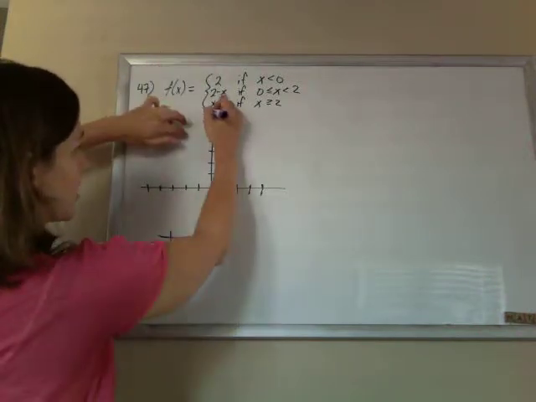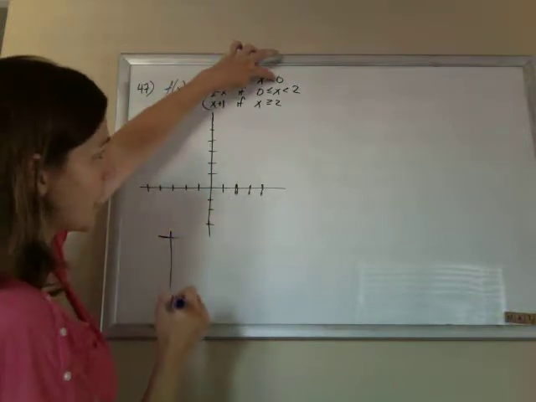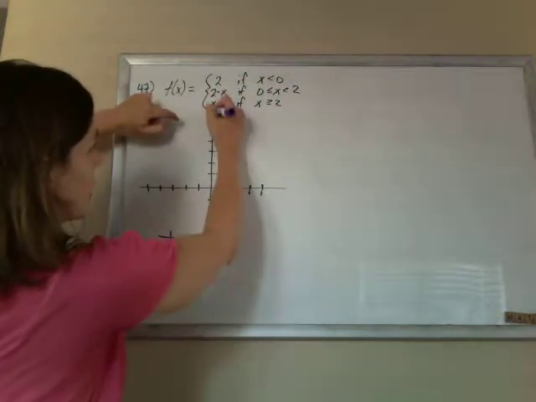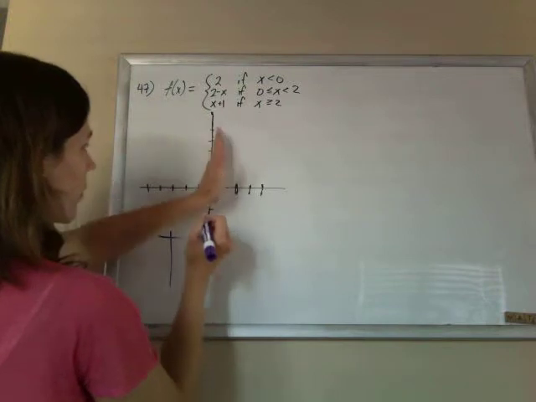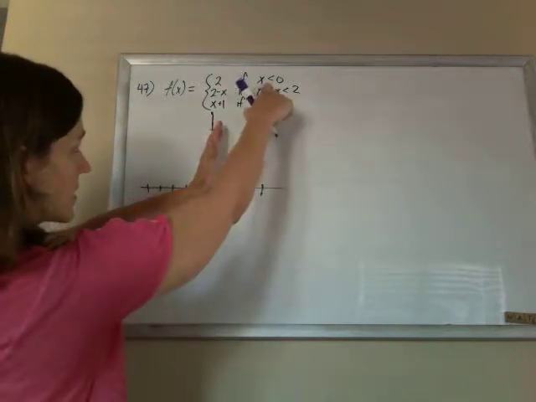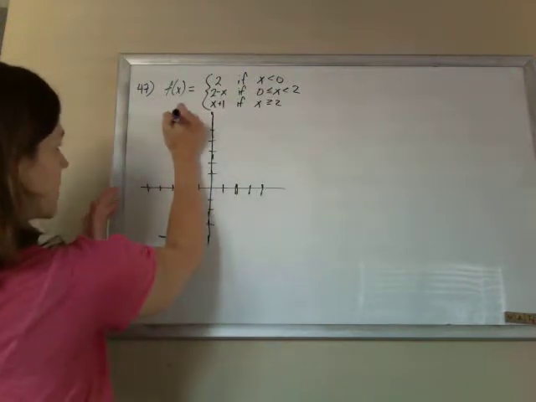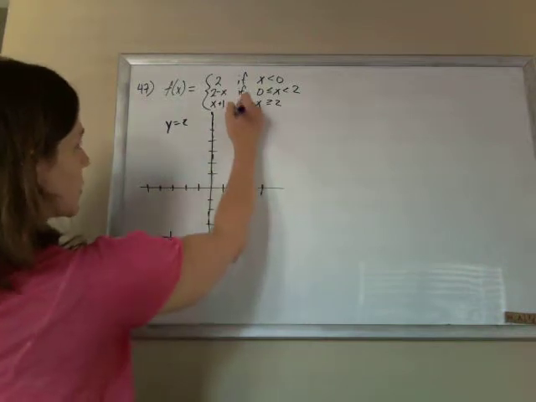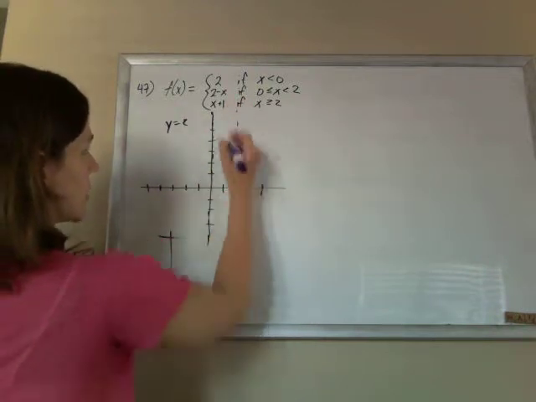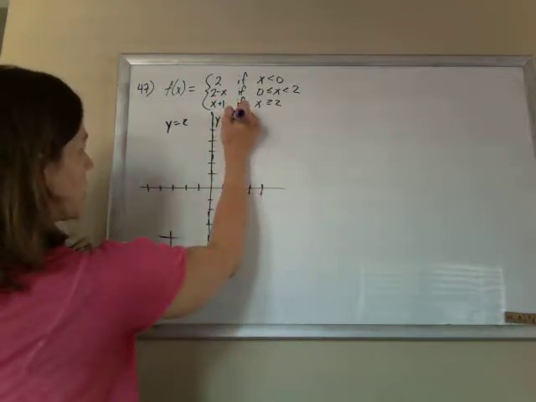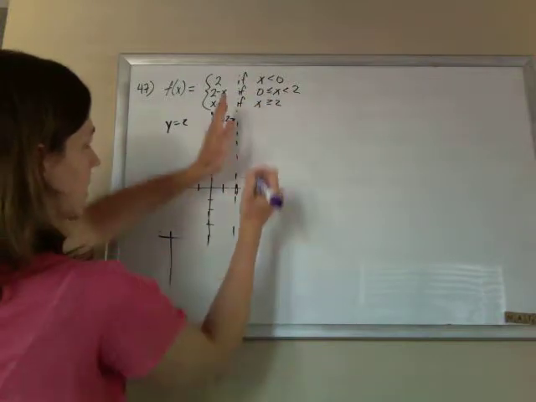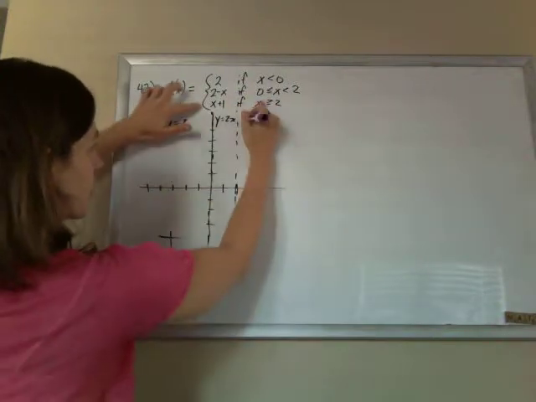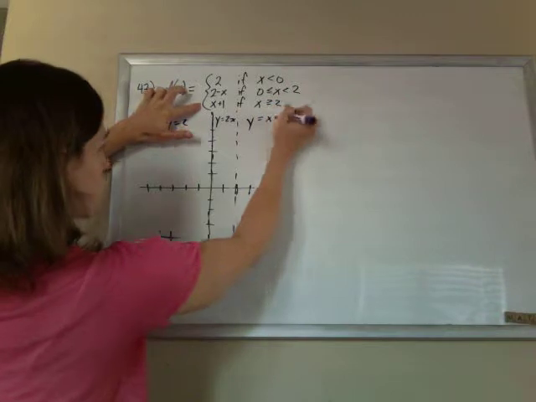And our dividing lines here, where things are happening, are at the 0 and the 2. So over on this side, when x is less than 0, y will be 2. When x is between 0 and 2, y will be 2 minus x. When x is greater than or equal to 2, y will be x plus 1.